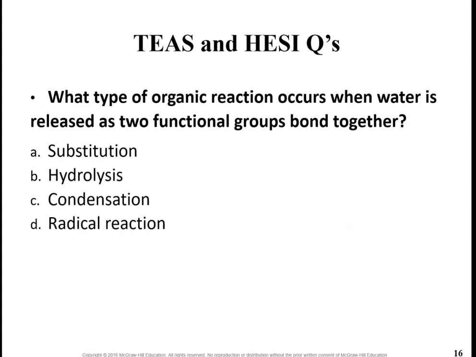Okay, question. What type of organic reaction occurs when water is released as 2 functional groups bond together? A substitution reaction? No. A hydrolysis reaction? No. Remember, a hydrolysis reaction is actually the opposite. It's what happens when a larger molecule is broken down into smaller molecules and water is consumed. We're looking for the one where smaller molecules come together to form a larger molecule and water is released. And that's C, condensation, which is another term for dehydration synthesis.